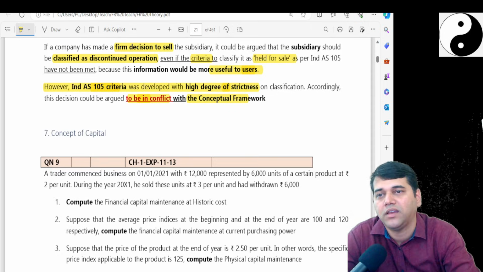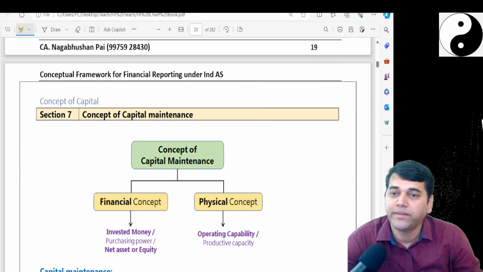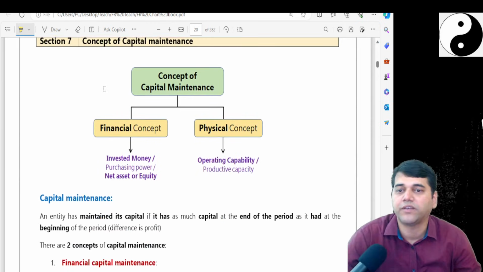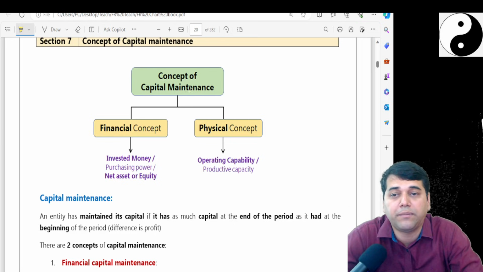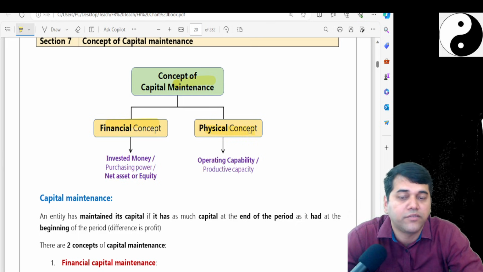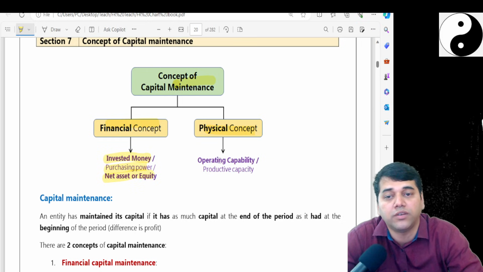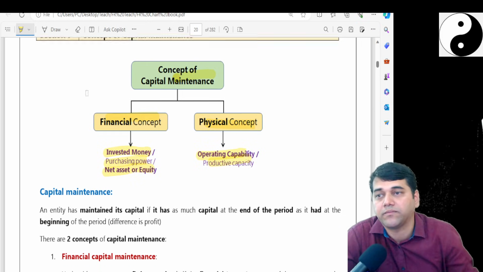Clear? Anyhow, understood, any questions? The next thing is the concept of capital, called the concept of capital maintenance. There are two types of concepts: the financial concept and the physical concept. In the financial concept, you look for invested money, purchasing power, or net assets or equity. Here, it is operating capability.